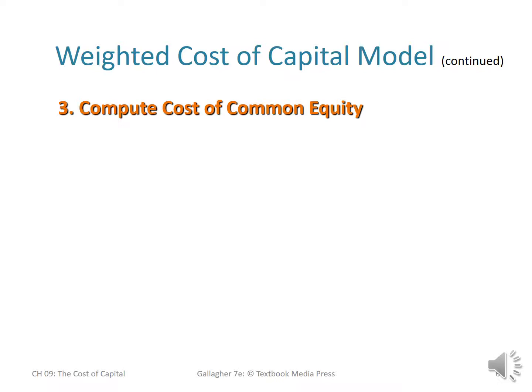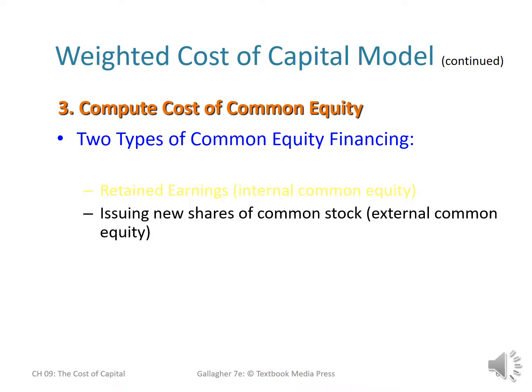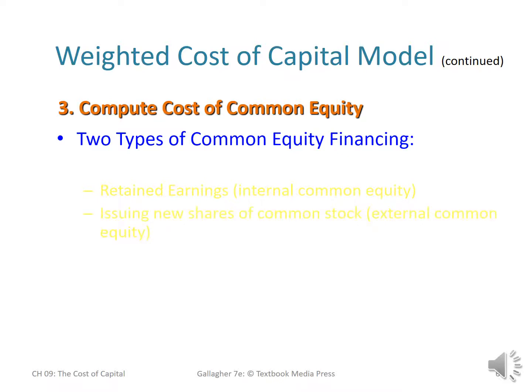The third step is to compute the cost of common equity. There are two types of common equity financing. One is retained earnings, or internal common equity. Another is issuing new shares of common stock, called external common equity.